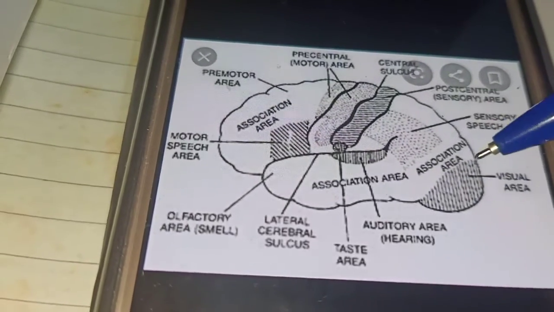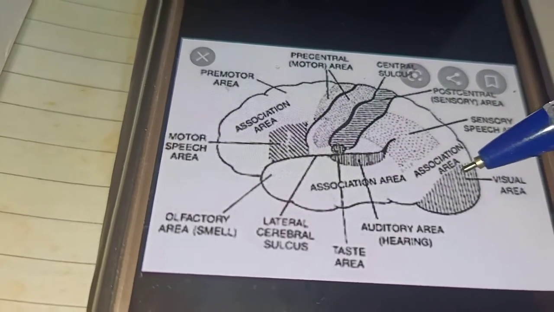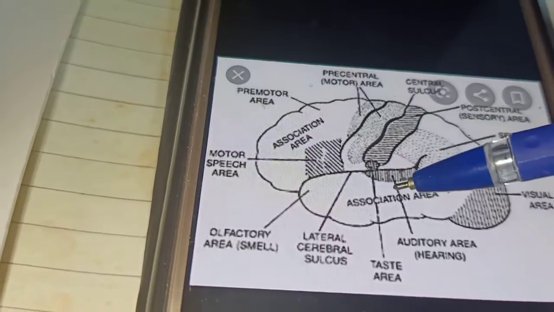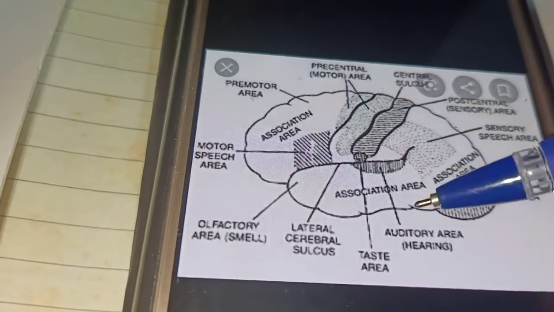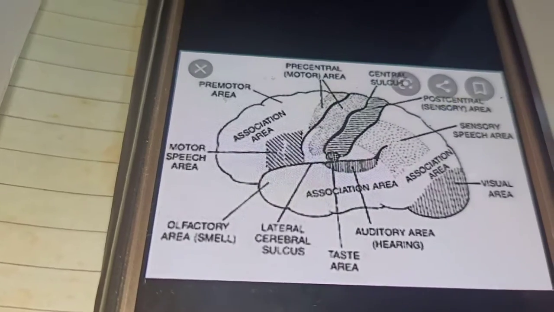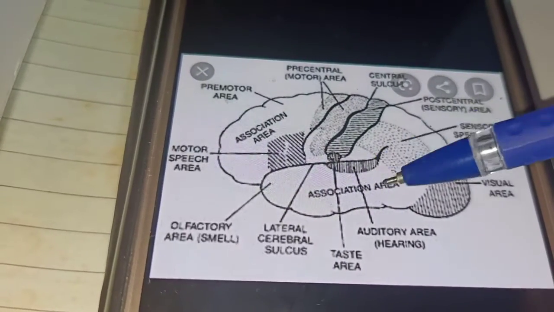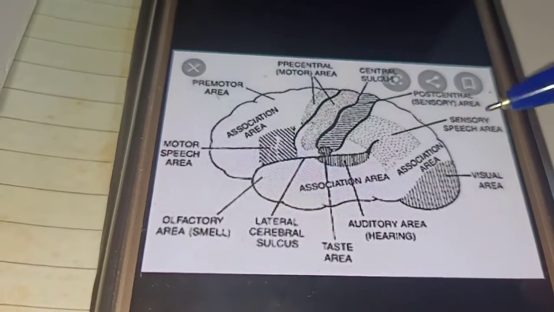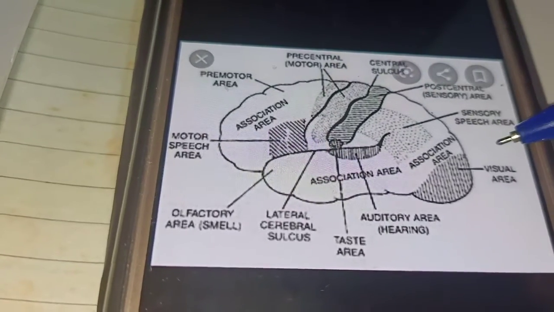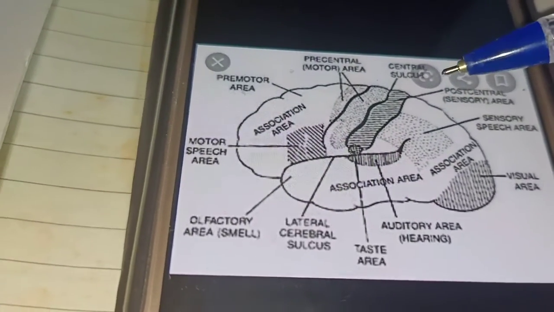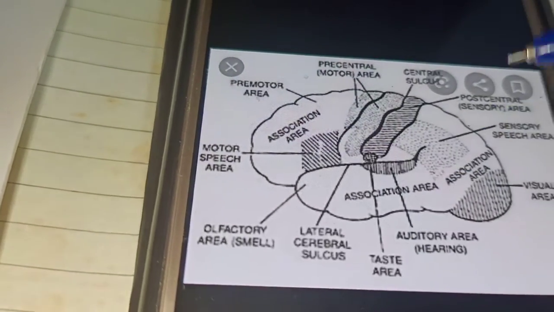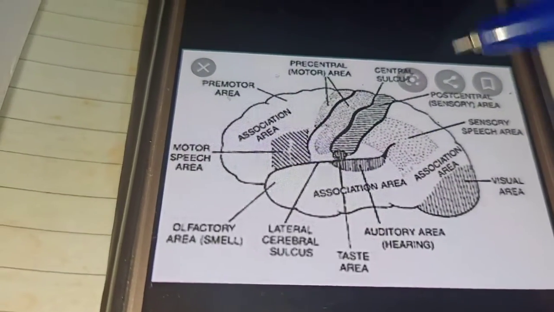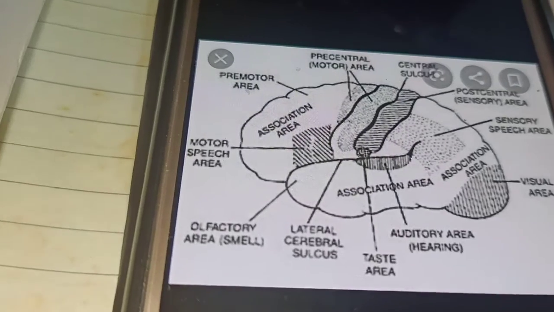In the occipital lobe, the main area is the visual area, that is for vision. And this is the temporal lobe. There is Wernicke's area in the temporal lobe, just behind it, which is one of the sensory speech areas. It is for understanding speech. The motor speech area is for speaking, it is Broca's. And Wernicke's speech area is for understanding what others speak.